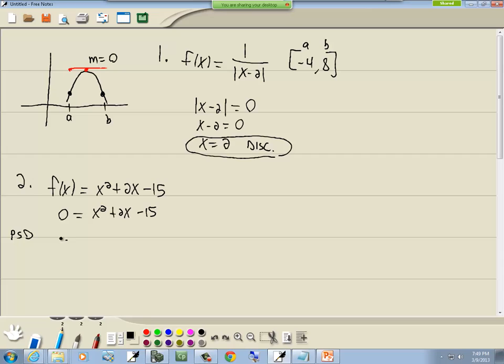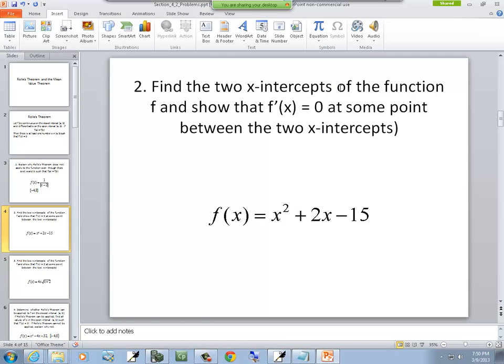This factors using the PSD method. Factors as (x plus 5) times (x minus 3). The zero factor property from college algebra: if you got 0 on one side and you factor the other side, you set each factor equal to 0. So I got x plus 5 is equal to 0, and x minus 3 is equal to 0. Which gives us x is equal to negative 5, and x is equal to 3. Okay, we just found our two x-intercepts.